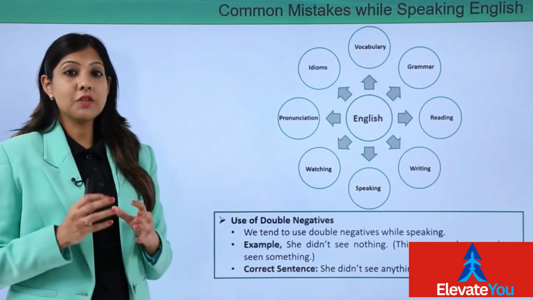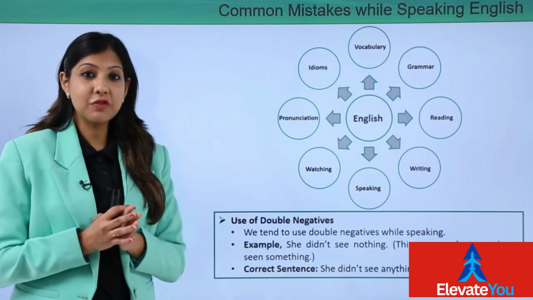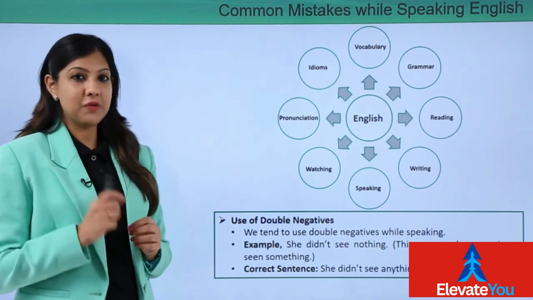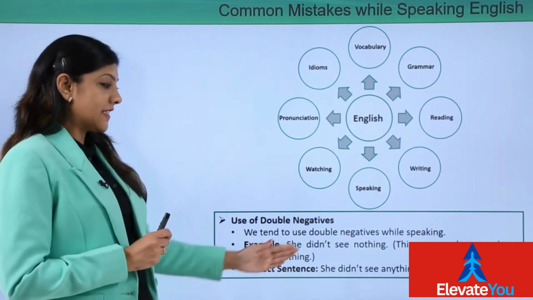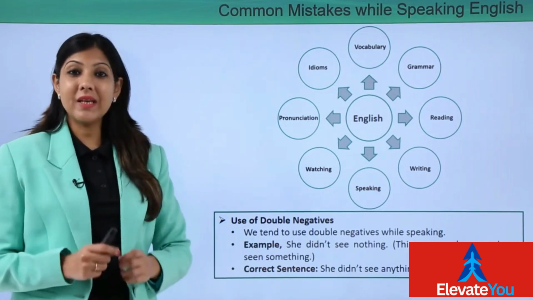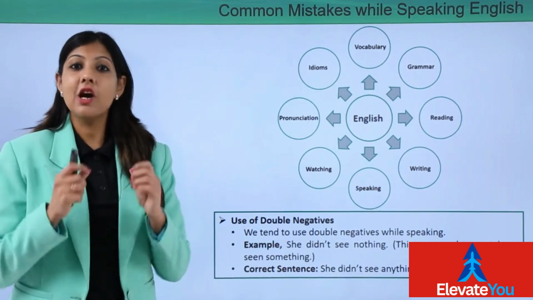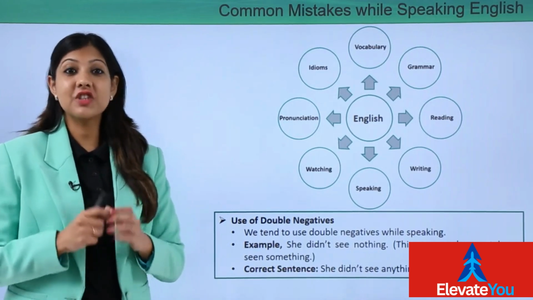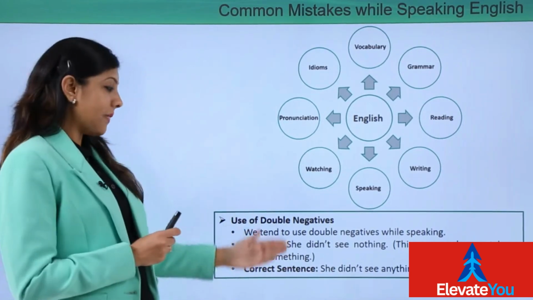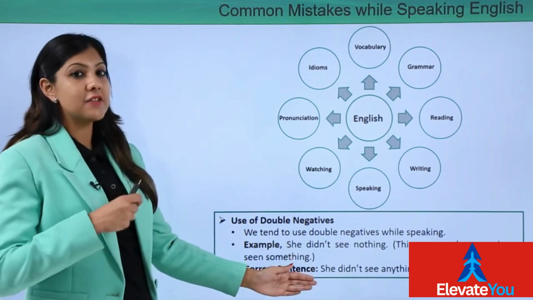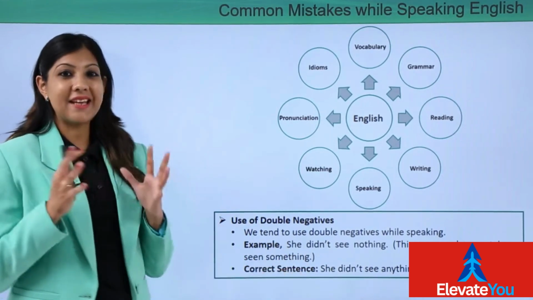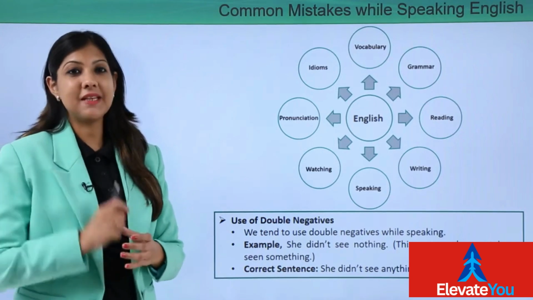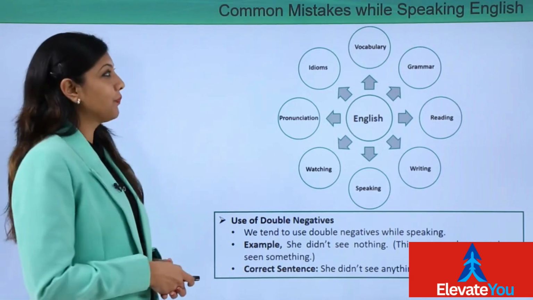In order to not make a double negative out of this, the right way to say it is, she didn't see anything. When we say she didn't see anything, rather than saying she didn't see nothing, well, grammatically the first sentence is more correct because it doesn't negate the negatives. Hence, please keep in mind this particular rule.